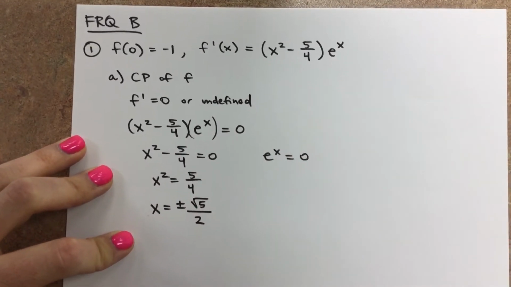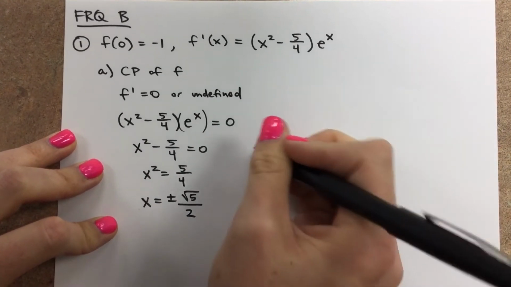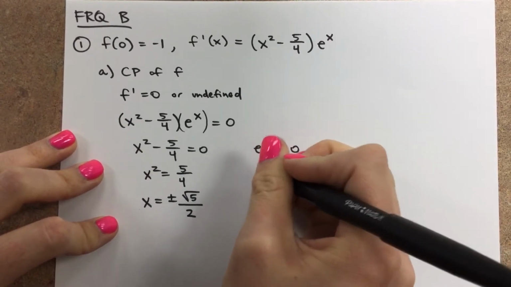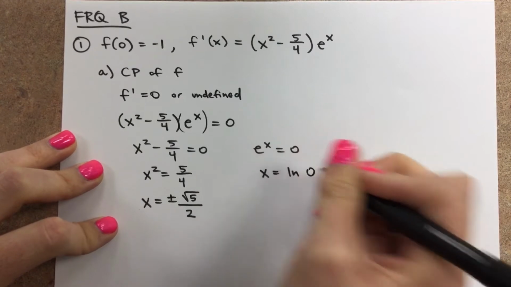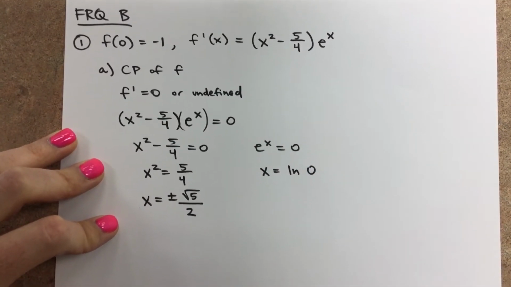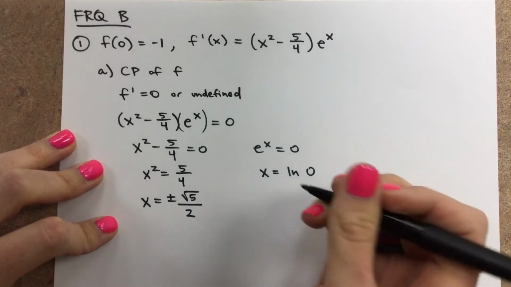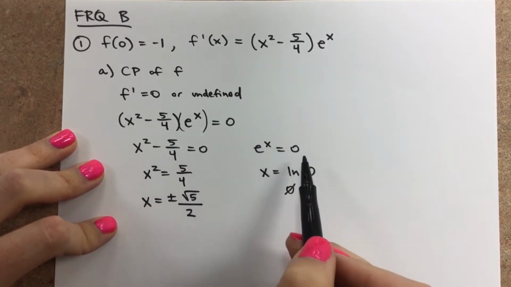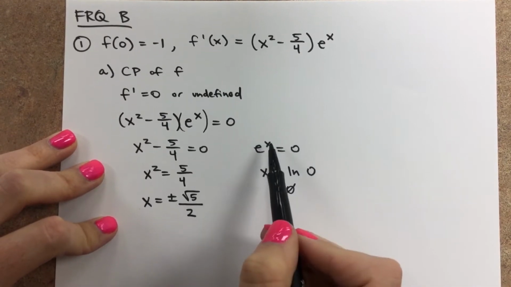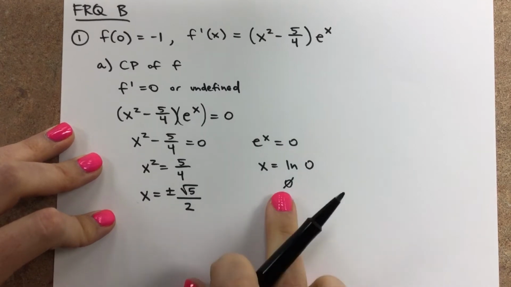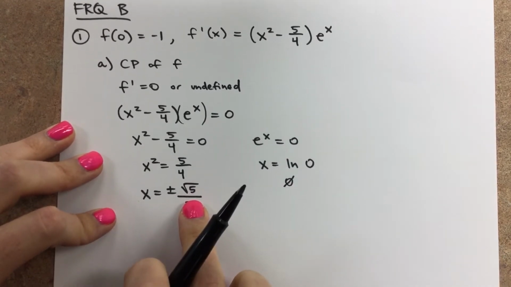Technically, the way that you would solve e to the x equals 0 is by taking the natural log of both sides, and then you have x is equal to the natural log of 0, which does not exist. 0 is outside of the domain of the natural log function. So this does not give you any solutions. e to the x will never equal 0. No matter what exponent you plug in here, an exponential function is always positive. So this doesn't give you any solutions, but we do have two critical points right here.